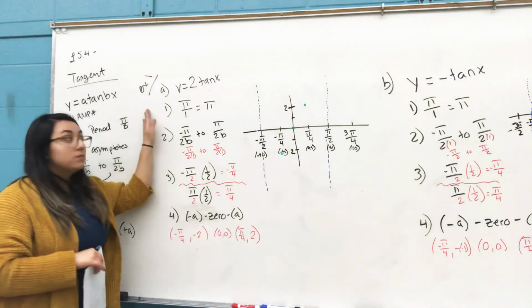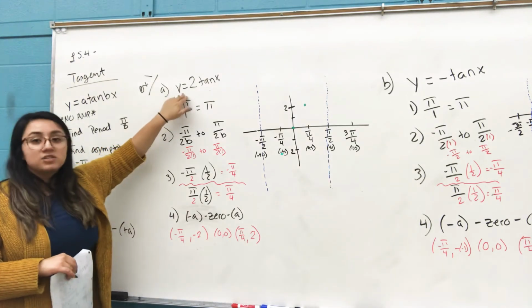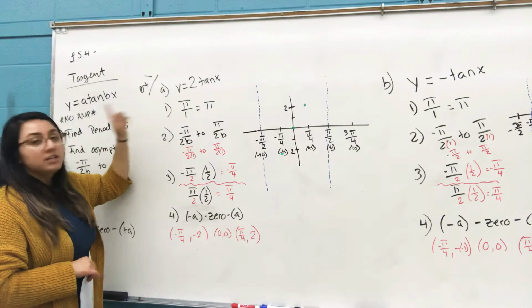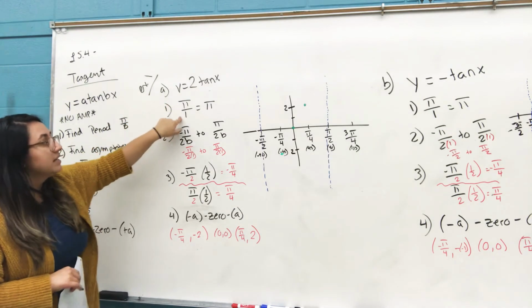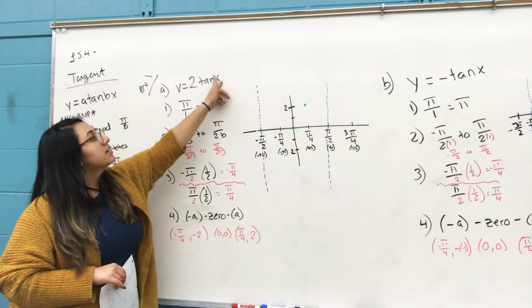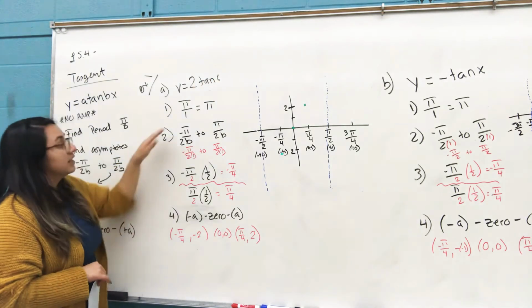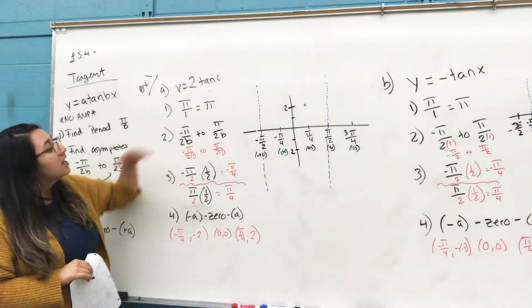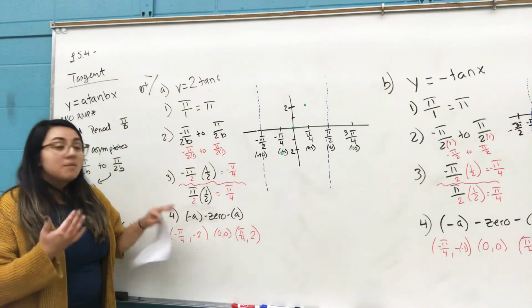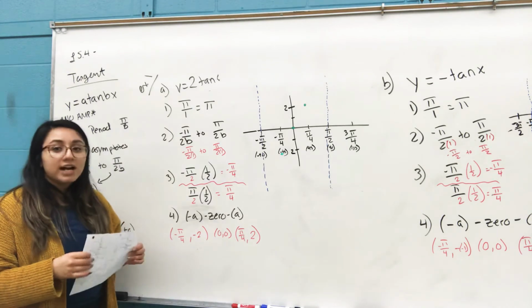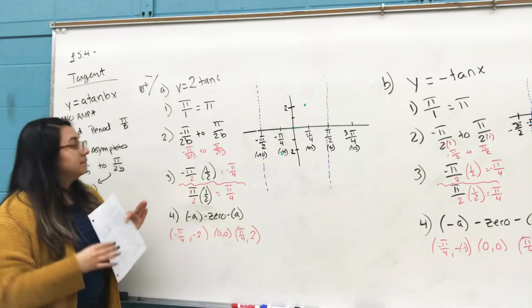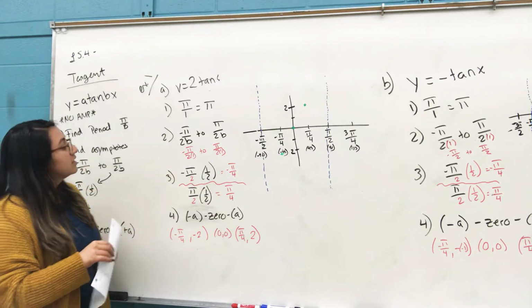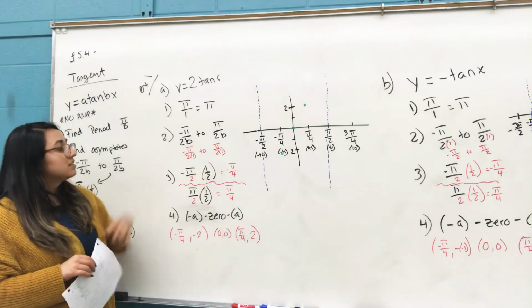So we're going to do example 1. y equals 2 tangent x. First thing, you find your period. So it's 180, or radians divided by B. B in this case is the number right here. It's just a 1, so there's nothing really there. So that means we have our period of 180, but keep in mind for tangent graphs, they start at negative 90 and 90.